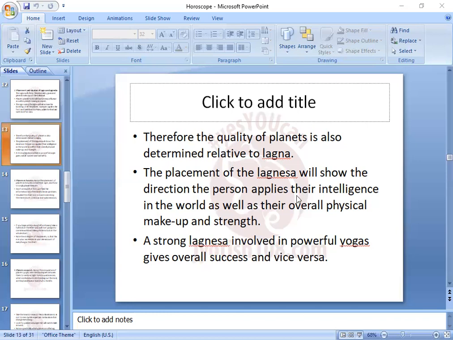So if you are timing a job, for example, people will often analyze the 10th lord or the 10th house, which is of course a very wrong thing to do, because the 10th lord or the 10th house has nothing to do with your karma. It has everything to do with your ability to finish work. I've said this repeatedly many times.